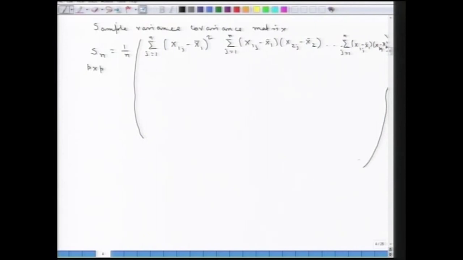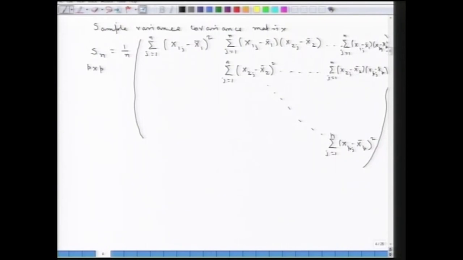So, this is the matrix here. This is going to be a symmetric matrix, so we only need to write the upper triangle of this particular matrix. The 2,2th element is the one corresponding to the second variable, this is x2j minus x2 bar whole square. The last entry in this row would be x2j minus x2 bar, multiplied by x_pj minus x_p bar, j equal to 1 to n, and the last diagonal entry, the ppth element of this matrix, would be the sum over j equal to 1 up to n of x_pj minus x_p bar whole square.